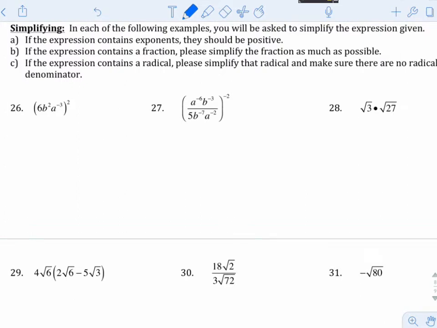All right, this next section is all about simplifying, which means take an expression, in this case it's going to either have exponents or maybe radicals, and make it simpler for the reader. What does that mean? If it contains exponents, make them positive. If it contains a fraction, make that fraction as simple as possible. And if it contains a radical, please simplify that radical and make sure there are no radicals in the denominator. So let's make it happen.